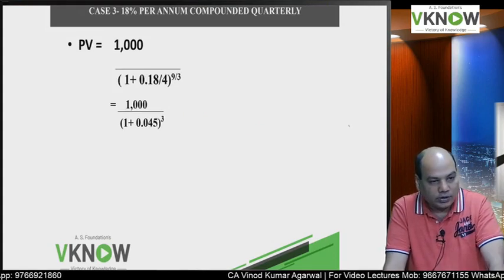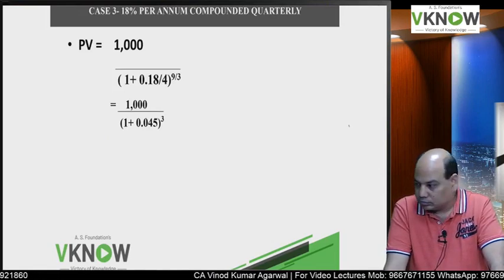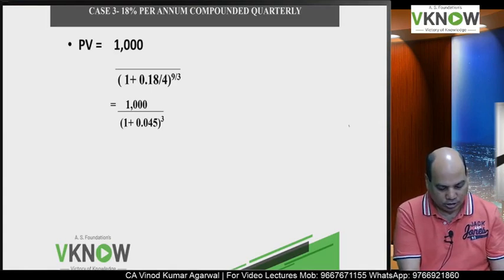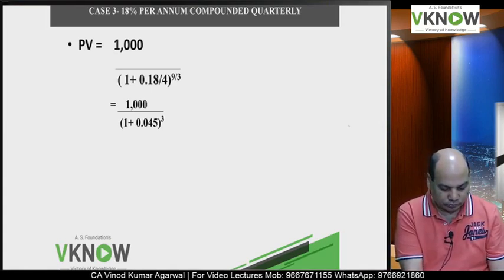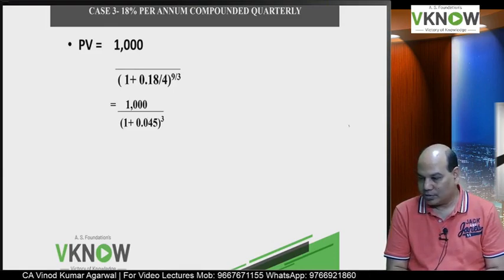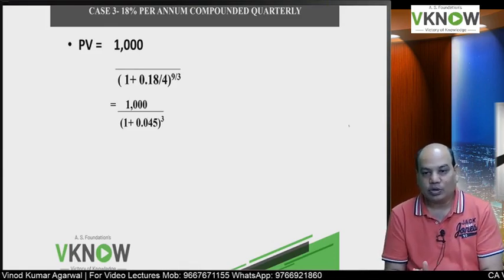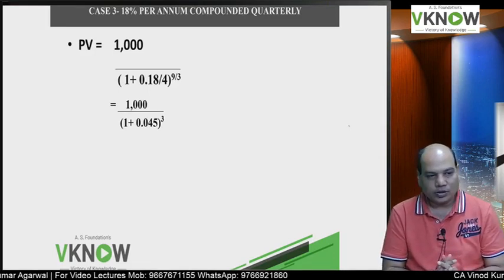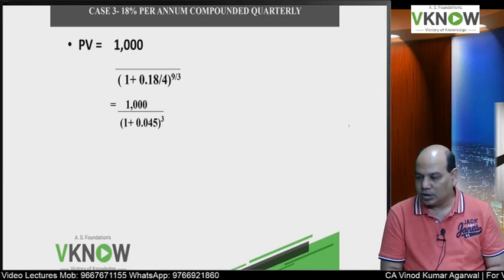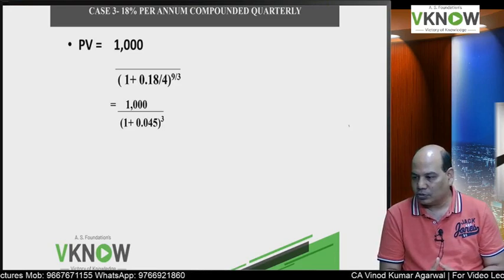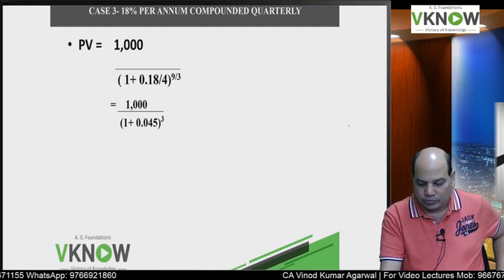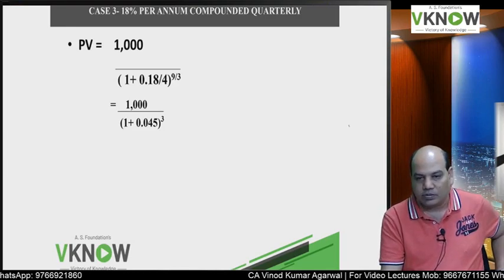Now come to case 3, write down case 3: 18% per annum compounded quarterly. Quarterly means you will divide the number of months by 3 to get the number of quarters. So I will now write PV equal to 1000 divided by 1 plus the interest rate, given per annum, so that will be divided by 4: 0.18 divided by 4, to the power 9 by 3. That is 1000 divided by 1.045 to the power 3.